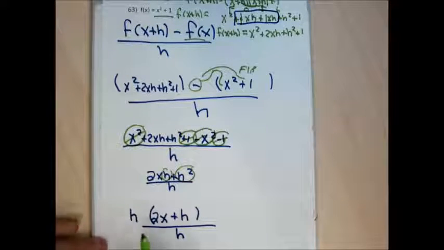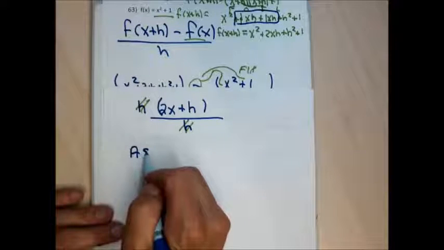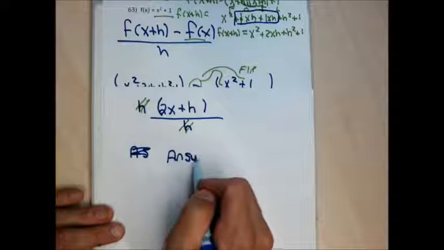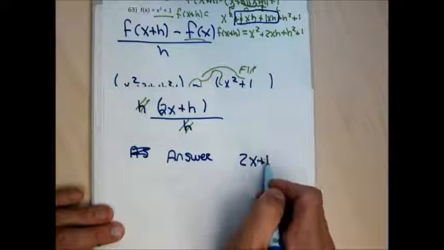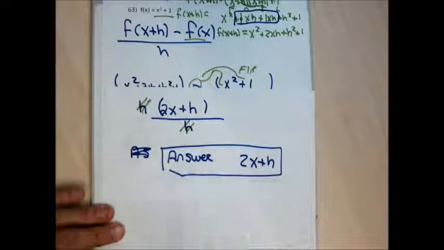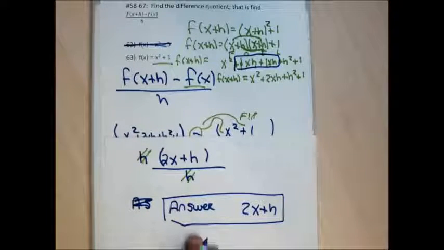And now I can cancel the h in front of the parentheses with the h in the denominator. That makes it so I don't need to write a fraction anymore. And I'm about ready to write my answer. My answer is just going to be the numerator. I don't really need to put it in a parentheses anymore, but it would be okay. And I don't really need to write the f of x plus h minus f of x over h all next to it. So that would be a kind of a perfect answer for problem 63.